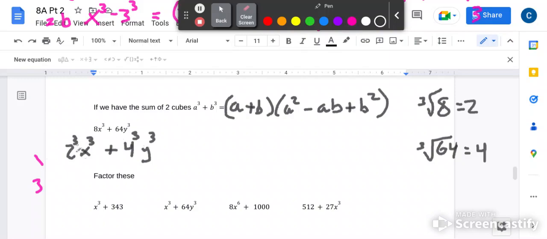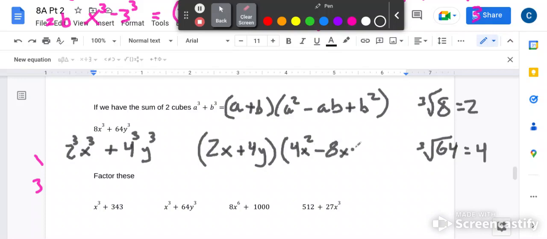So 2 cubed x cubed, 2x is our a, so we're going to have 2x plus 4y in the first parenthesis here. Next, we're going to have a squared, so 2 squared, which is 4x squared, minus ab. 2 times 4 is 8, and then we have x and y, so 8xy. Plus b squared. b is 4y, so 4 squared and y squared, which is plus 16y squared.